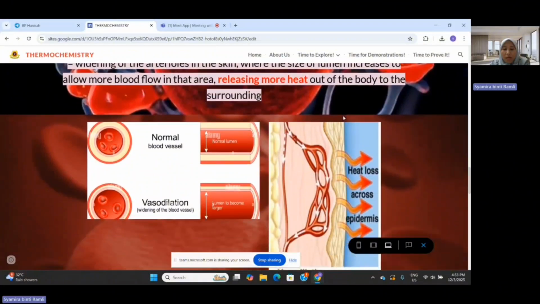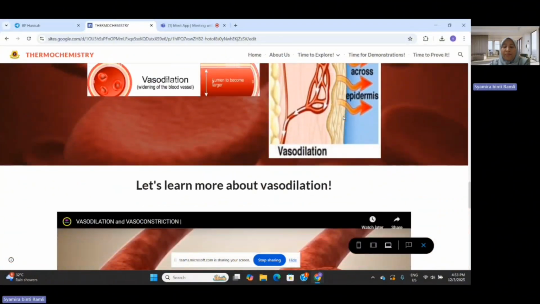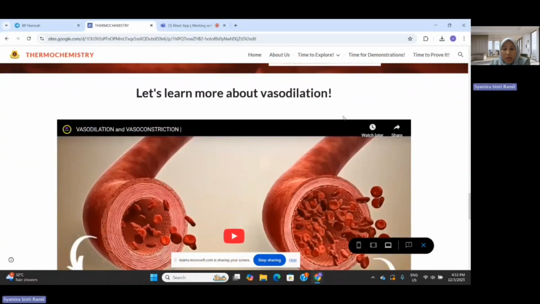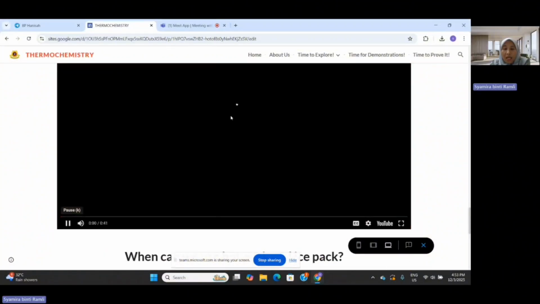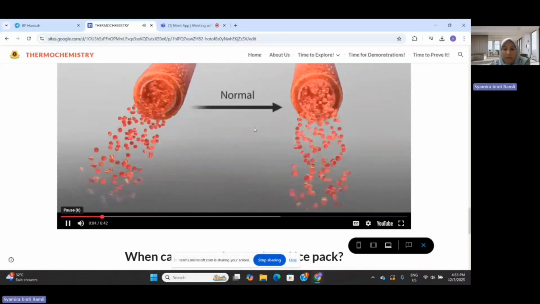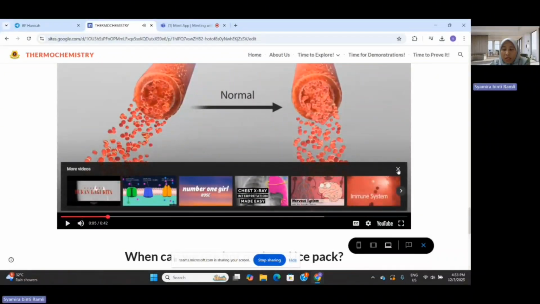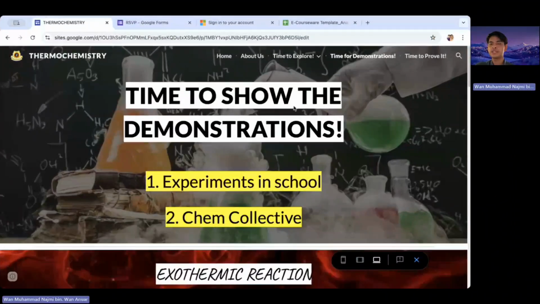So scroll down more, and you can see more diagrammatic representation of the endothermic and exothermic reaction. We also have videos here, which you can just click on the button, and it will lead you to the videos from YouTube. From the video, the student can learn more about vasodilation and also the application of exothermic reaction in daily life. So here is our overview of the website that has been explained by my friends earlier.